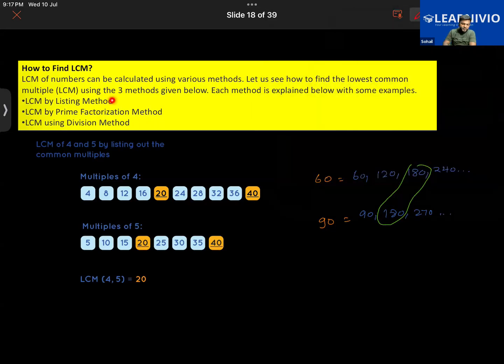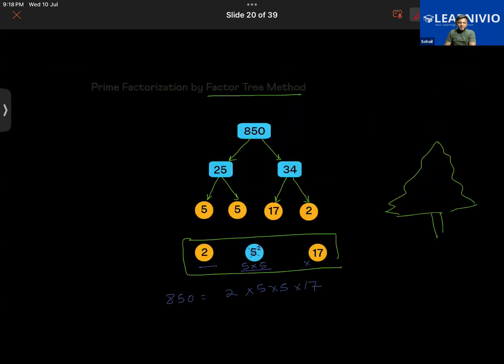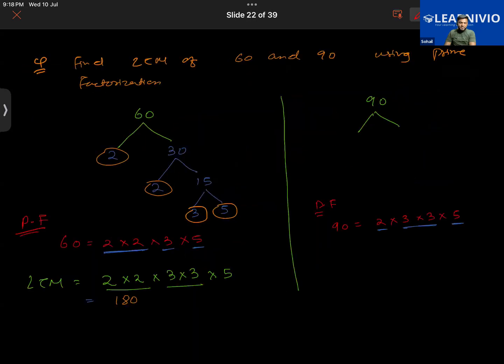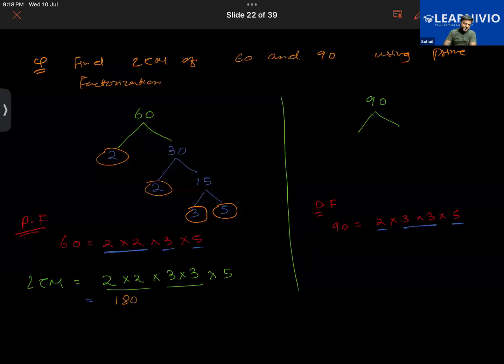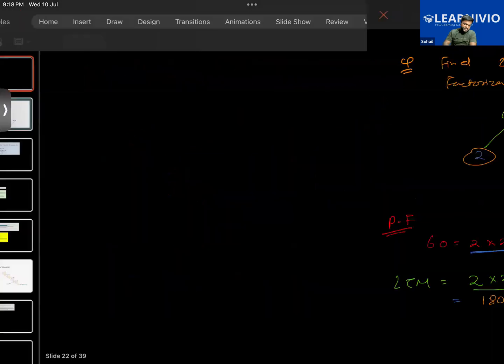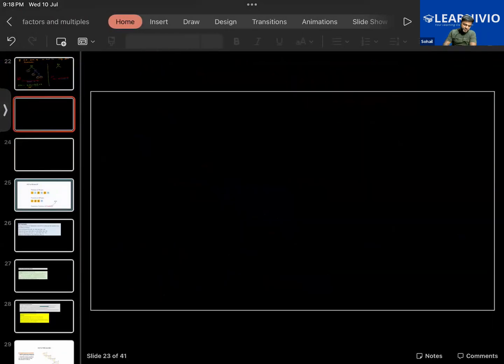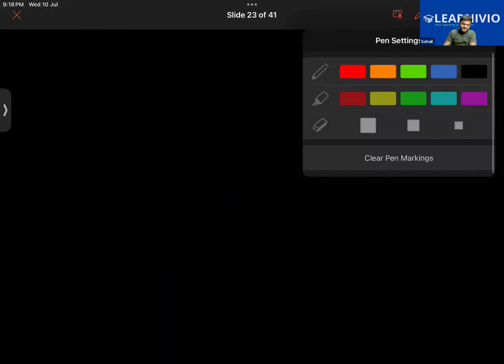So out of the two, which one is easier? By the first method, by listing out their multiples and then finding the common multiple, this one is easier. But we have learned about the prime factorization method also. So if the examiner asks you to solve the question using the prime factorization method, you can find it out using that method also. So I'm going to give you some questions using the prime factorization method. You are required to find the LCM.